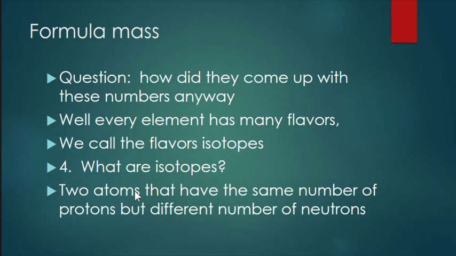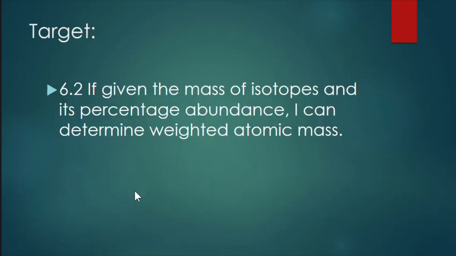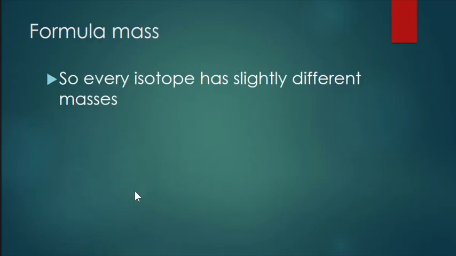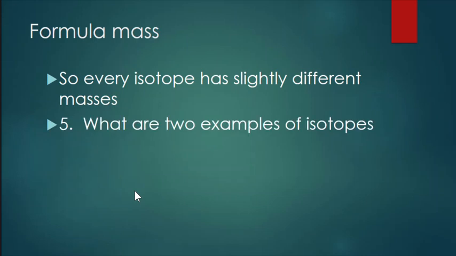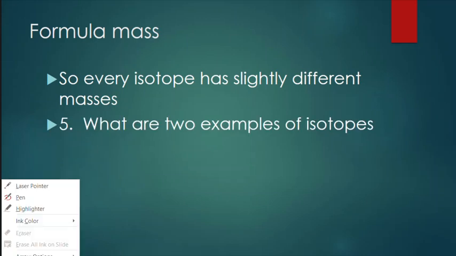So what we're going to find out in this lecture is how to determine these masses from the masses of each flavor, because these masses are actually the weighted atomic mass. What does it mean to be weighted? So every isotope has slightly different masses, okay? What are two examples of these isotopes?